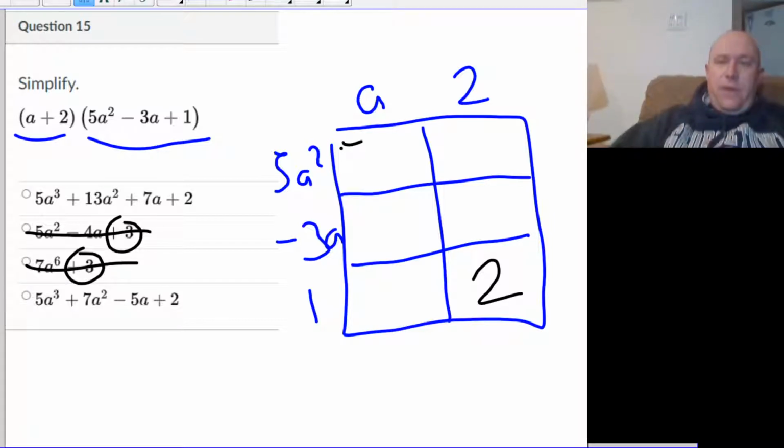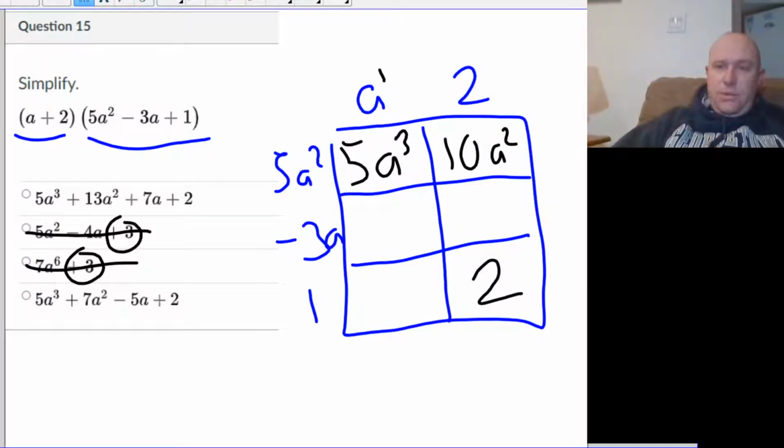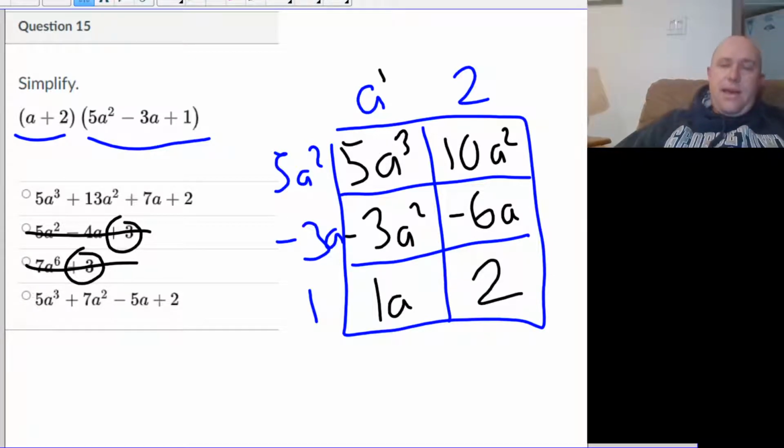So numbers first, 5. A squared times a, you can add the exponents, 2 add 1 gives me 3. 5 times 2 is 10. As it says a squared, put a squared. Numbers first, negative 3. A times by itself is a squared. Negative 3 times 2 is negative 6. As there's an a, let's put in an a. And 1 times a, you could just put a. I'm going to write 1a, but it's the same thing.